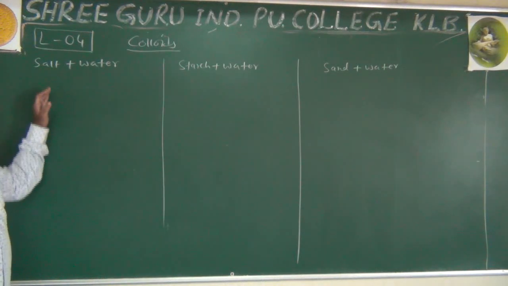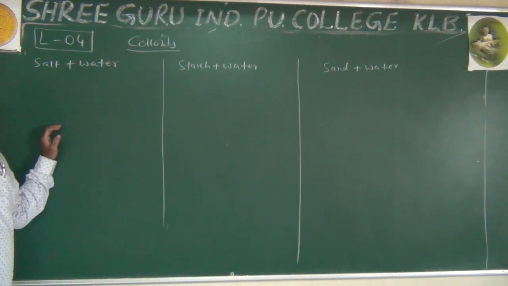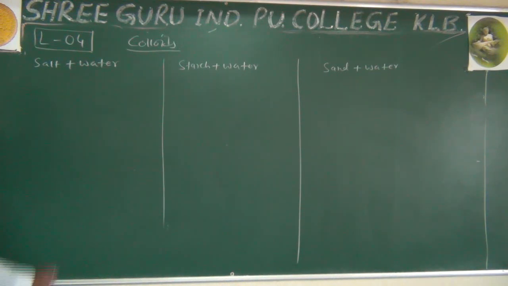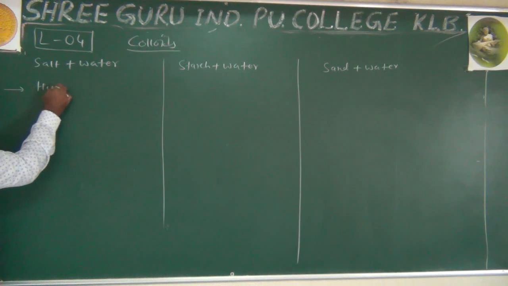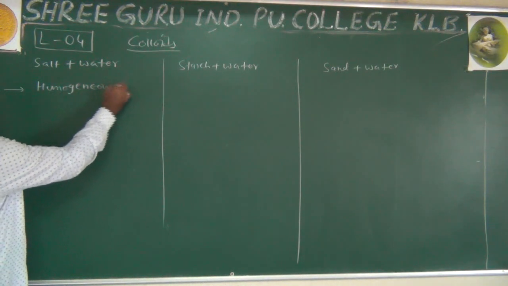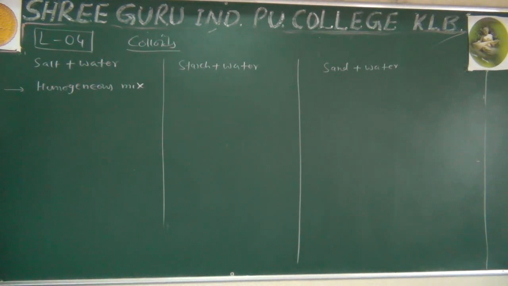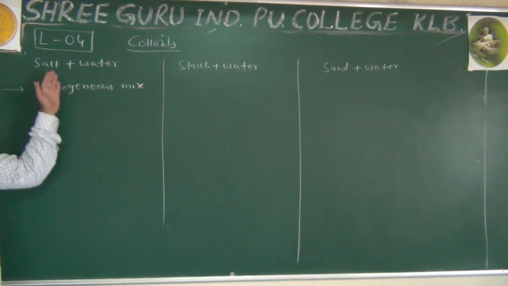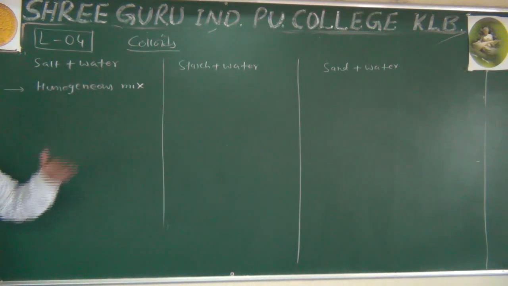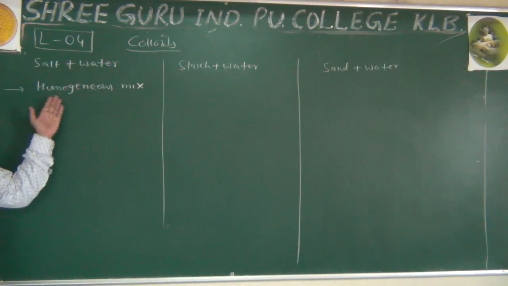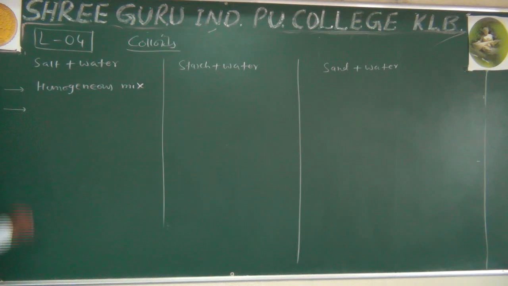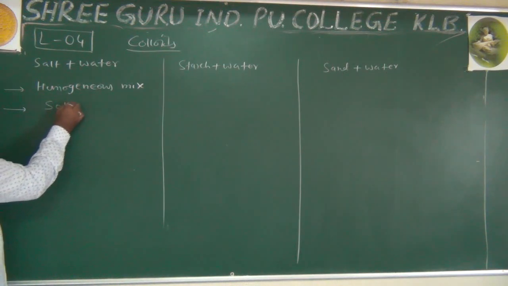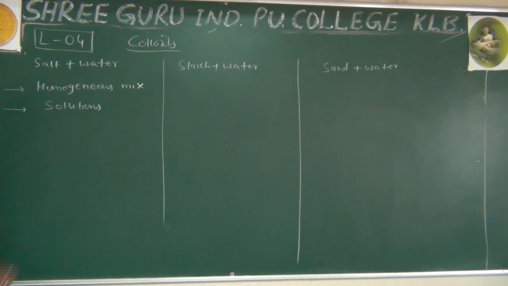This we know as a solution. You are learning solutions from 9th, 10th standard. We know that this is a homogeneous mixture. In a homogeneous mixture, the composition is uniform throughout the mixture. It is difficult to know where salt is present and where water is present. Salt disappears. That's why it is a homogeneous mixture. Second point, we say that this type of mixture is called a solution, an aqueous solution of salt, NaCl. We also call it brine.